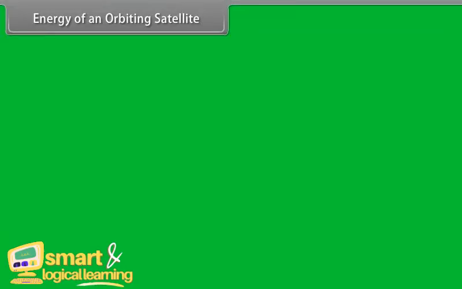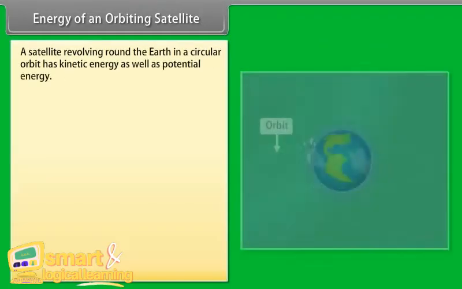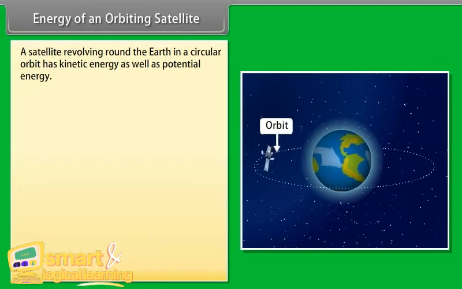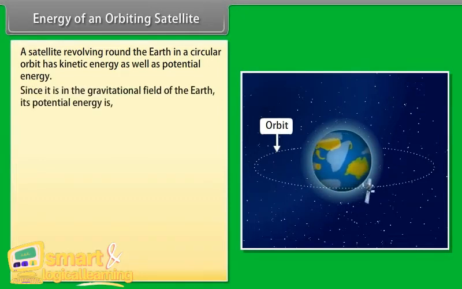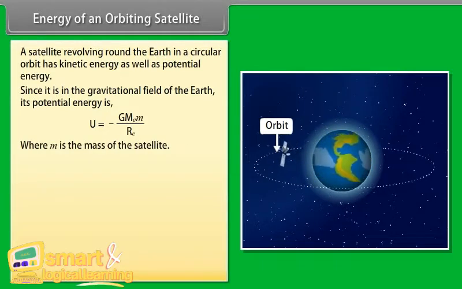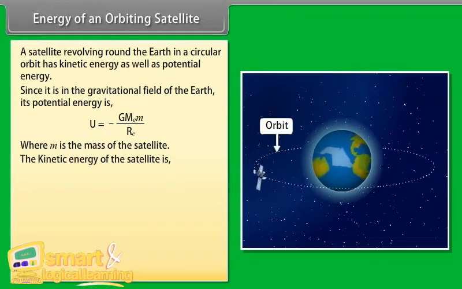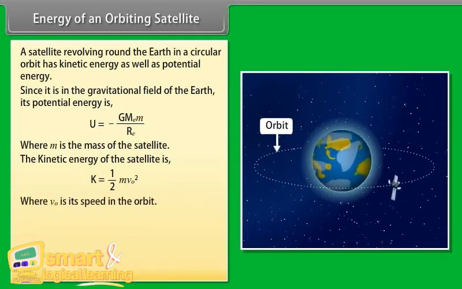Energy of an orbiting satellite. A satellite revolving round the Earth in a circular orbit has kinetic energy as well as potential energy. Since it is in the gravitational field of the Earth, its potential energy is U = -GM_e m / R_e, where m is the mass of the satellite. The kinetic energy of the satellite is K = 1/2 m v_0², where v_0 is its speed in the orbit.